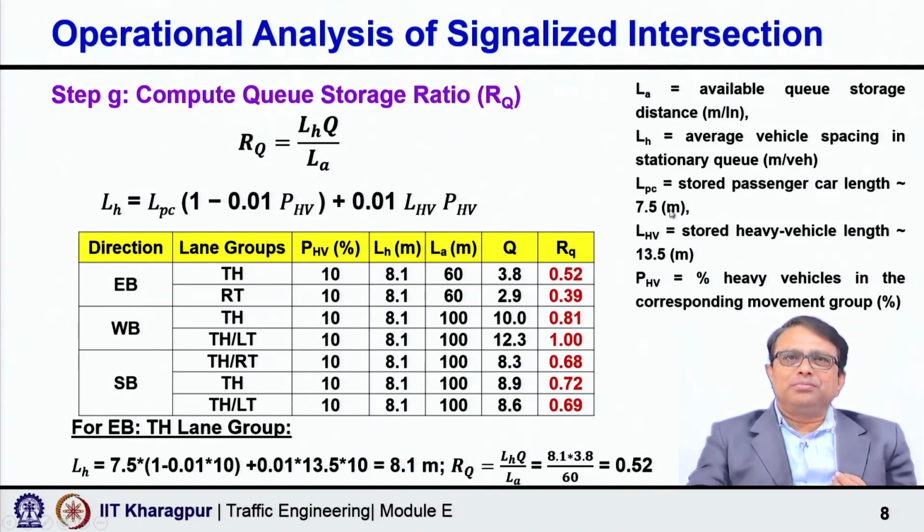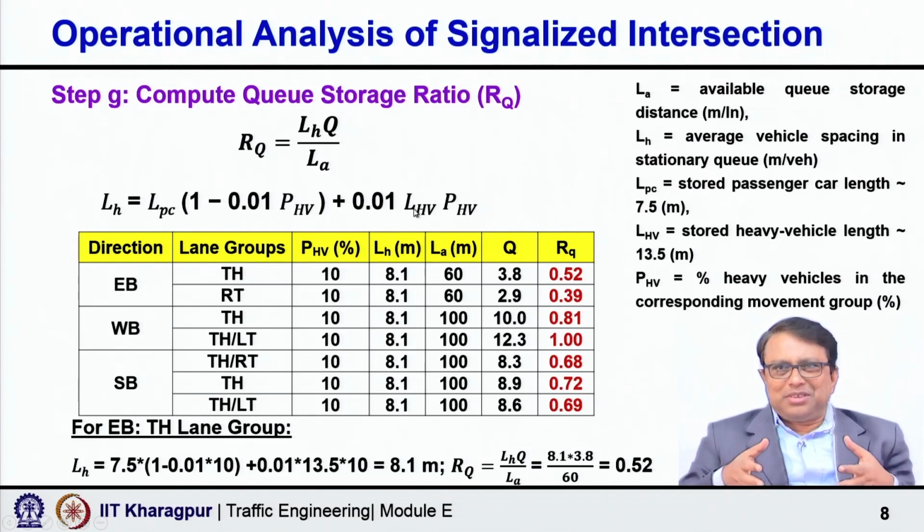multiplied by the average length of heavy vehicle, LHV. So, accordingly you can calculate the average vehicle spacing in the stationary queue, considering the effect of car and heavy vehicle, at what proportion they share in the overall traffic stream.